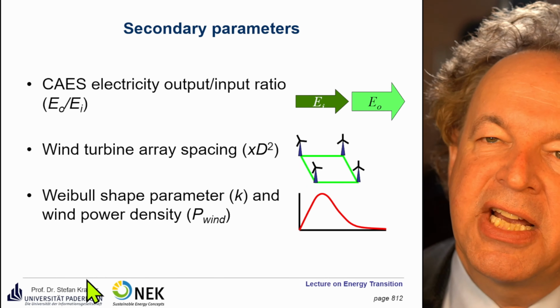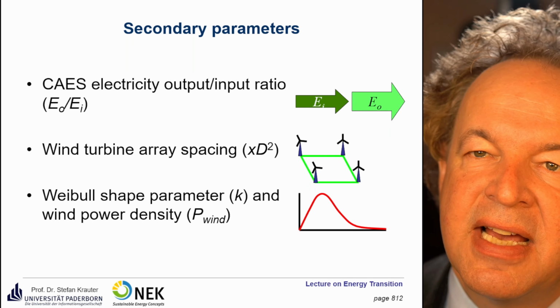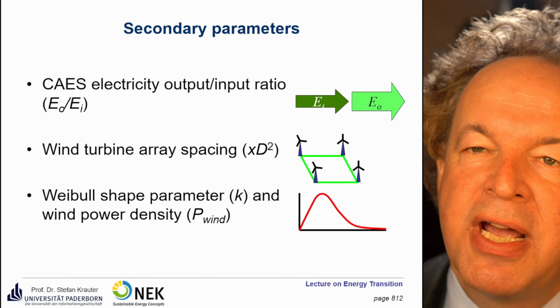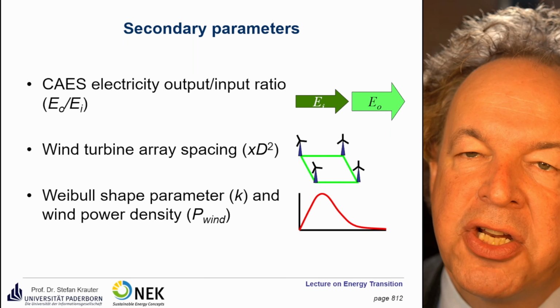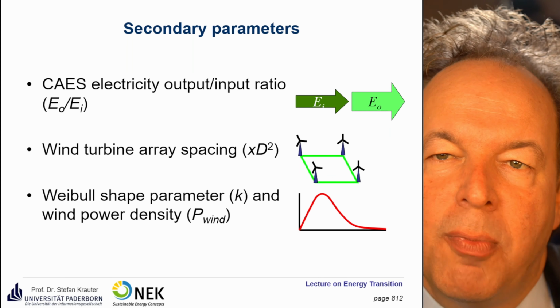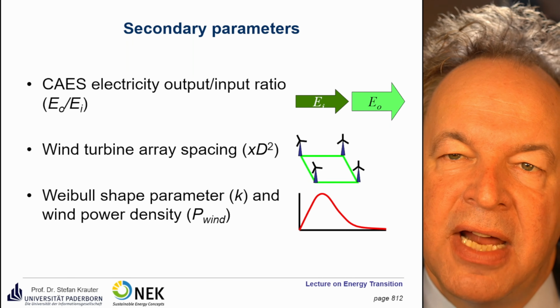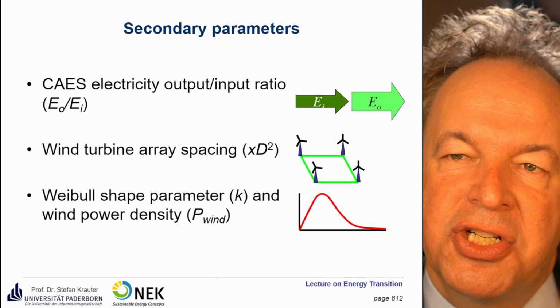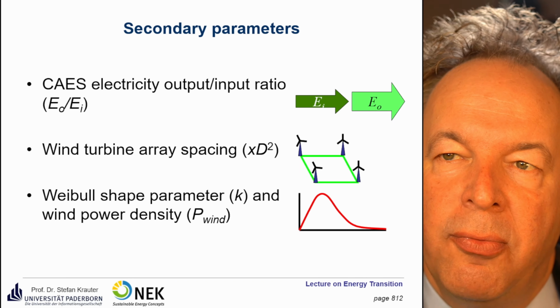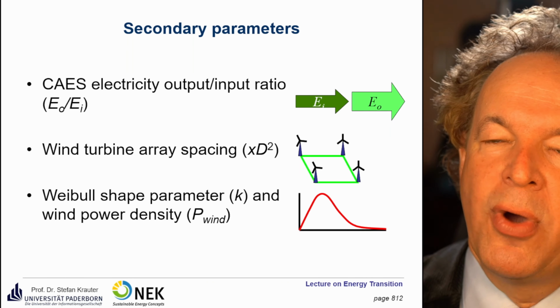Then we have some secondary parameters, so secondary of importance. We have the CAES electricity output to input ratio. So that's the energy, EO divided by EI. We have the wind turbine array spacing. That's in the Midwest, not a big issue. Then we have the Weibull shape parameter, K, which you know from the wind lecture, and the wind power density, P wind.